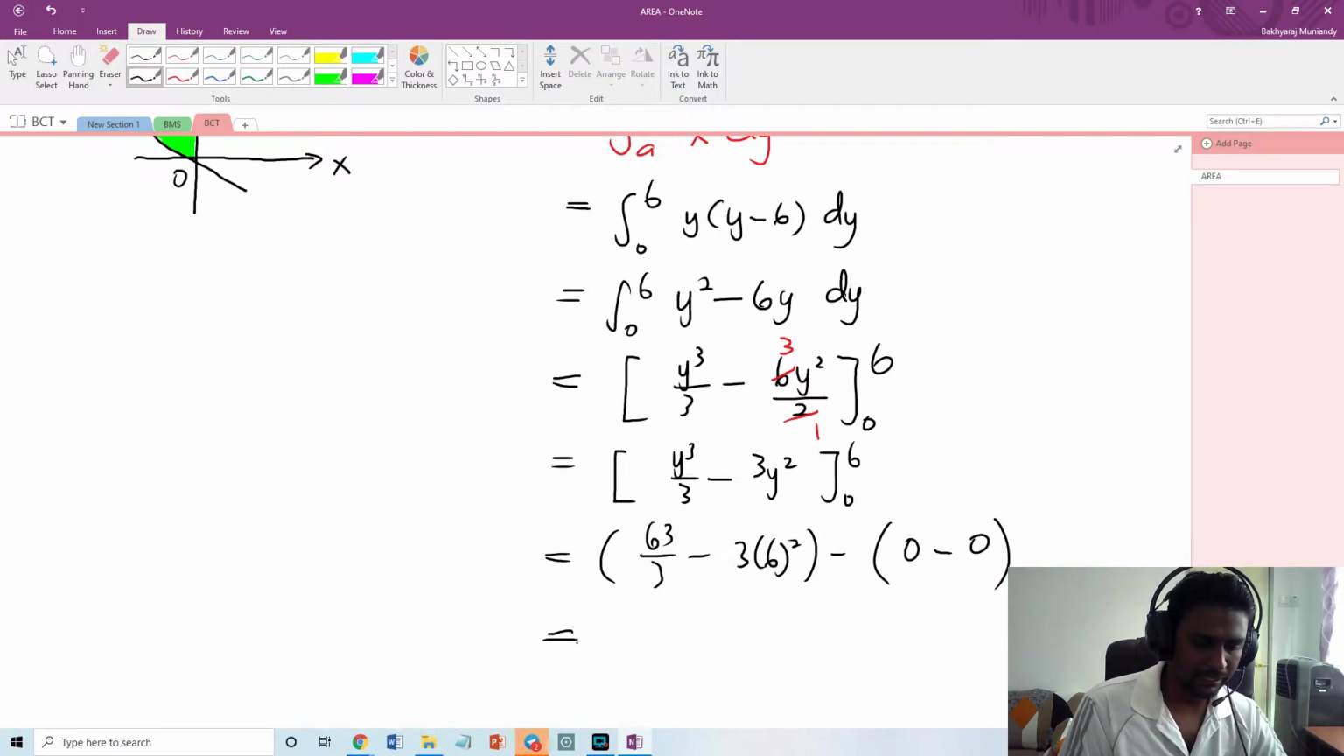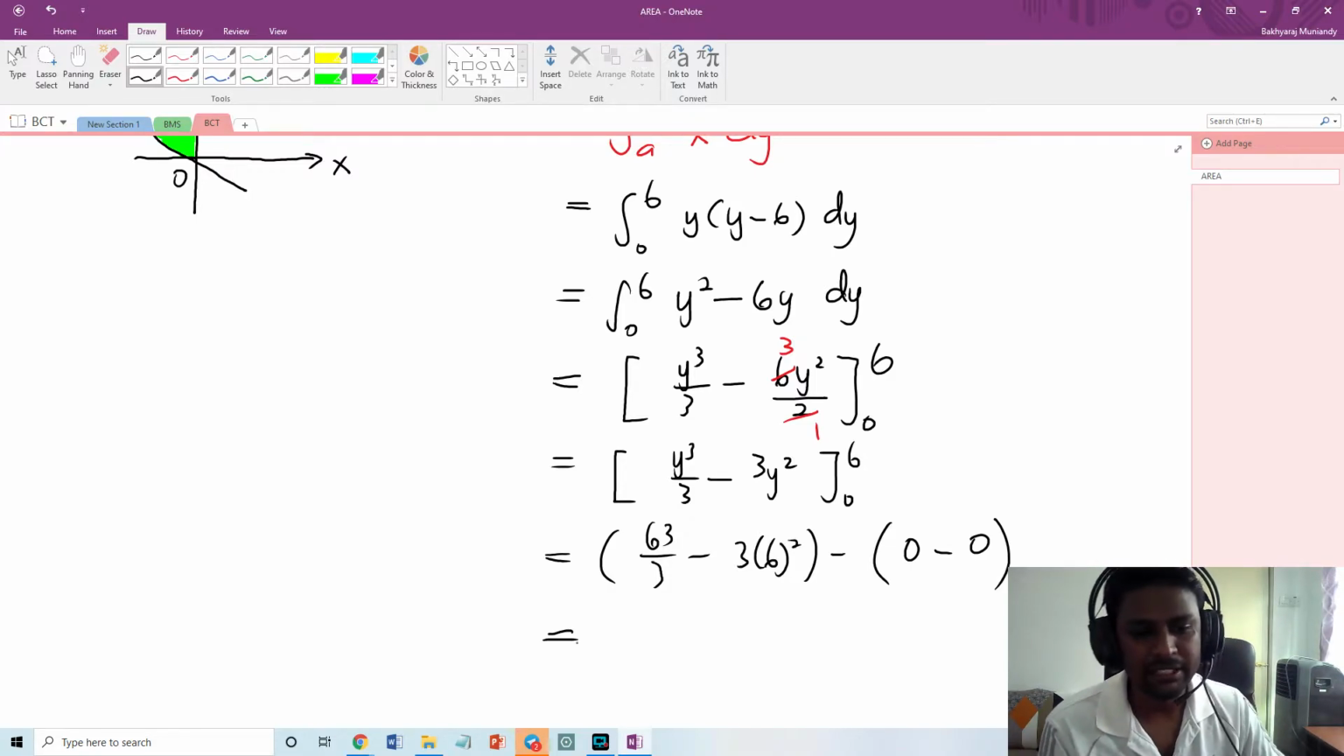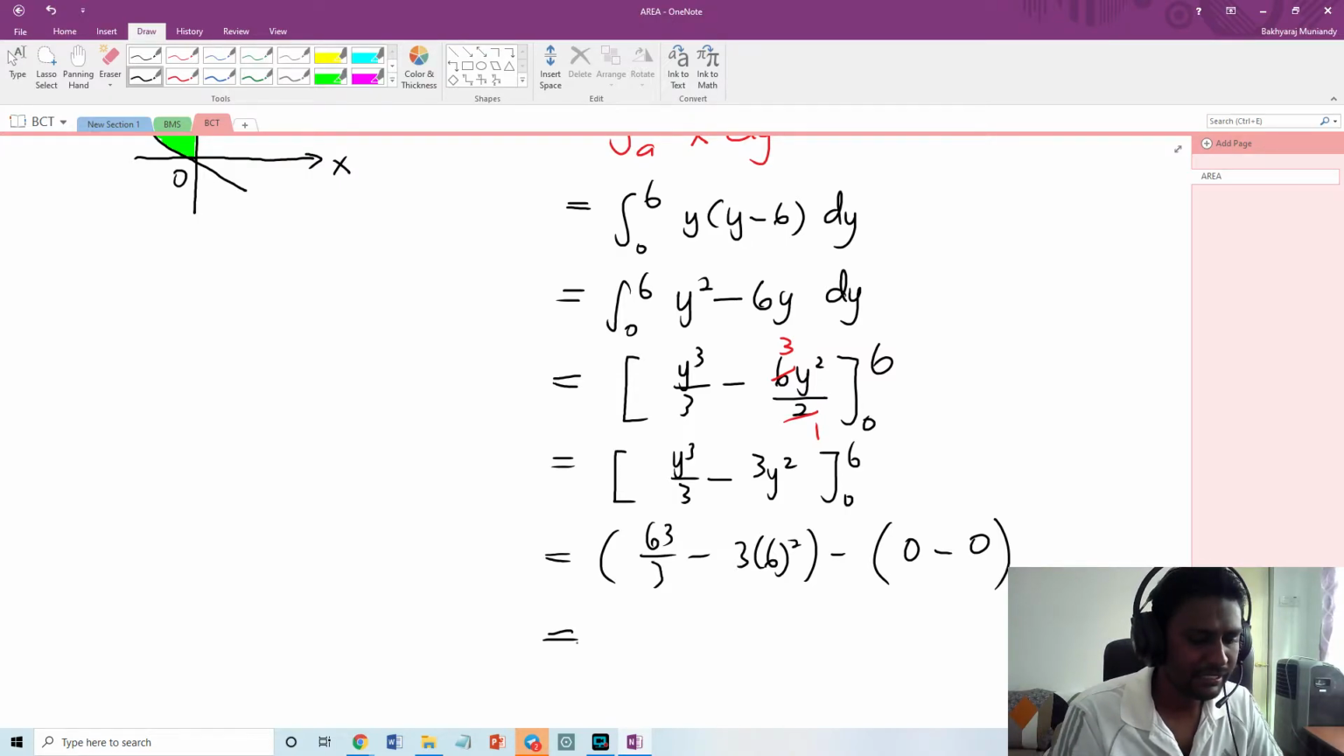Negative 36, are you sure? X power of 3 over 3 minus 3x square. If I'm not mistaken, I get negative 18. Sorry, I was supposed to put 6, right? Yeah, I think negative 36. Same. Okay, why do we suddenly get negative?